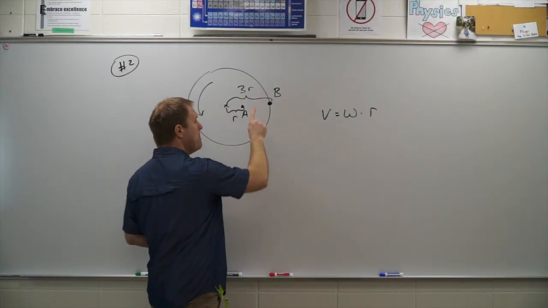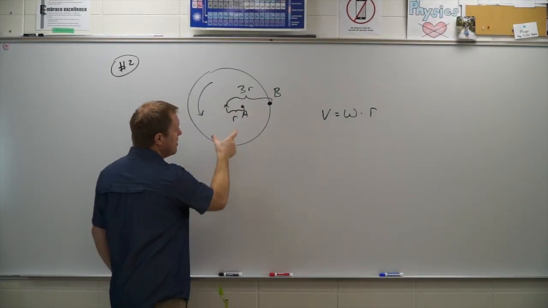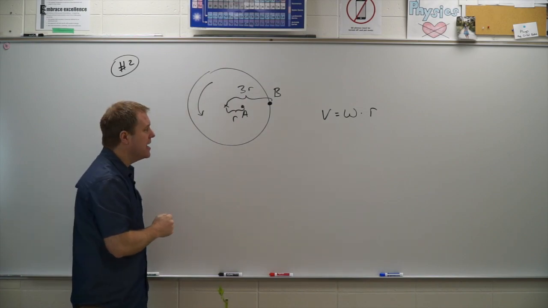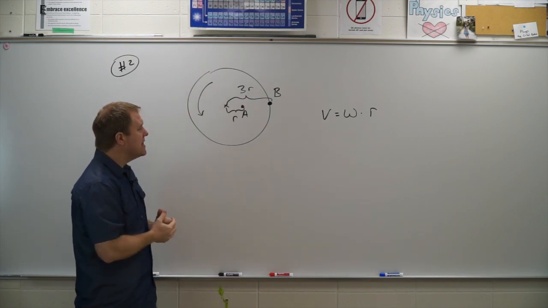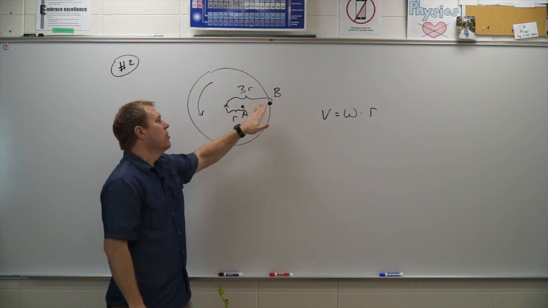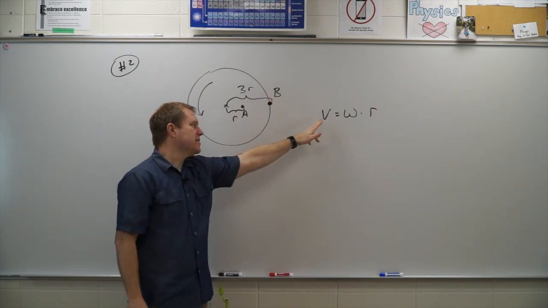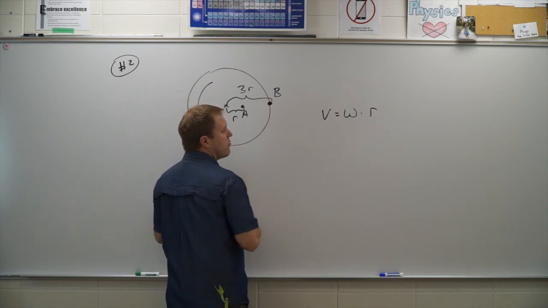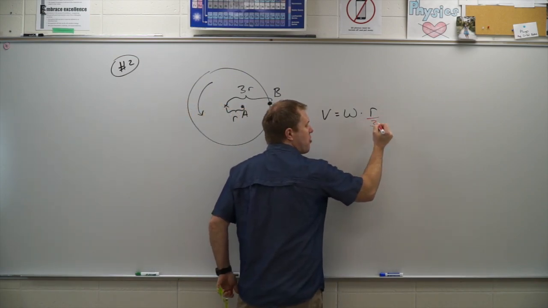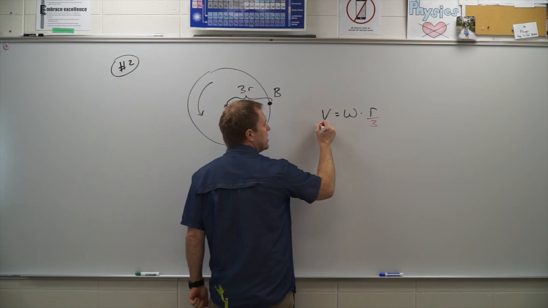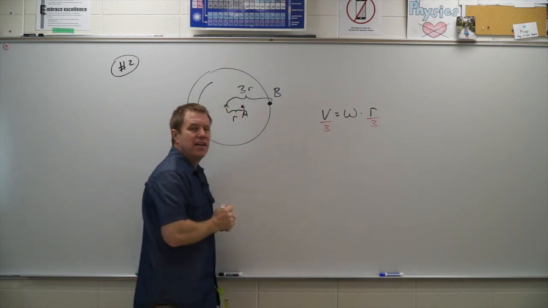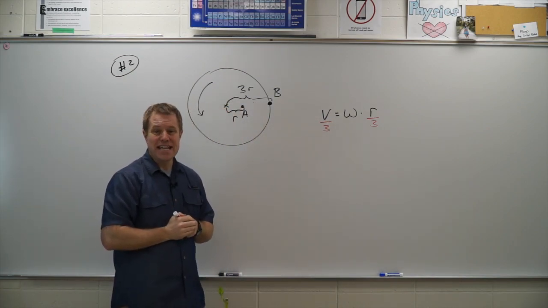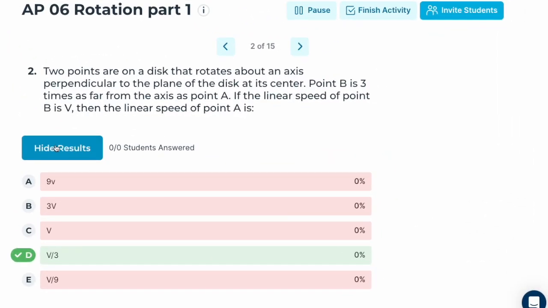All right, so we have point B way out on the outside edge, and we have point A a little closer in. We want to see what is the speed of A relative to B. If B has a speed v at a radius r, the radius at point A is a third that of B, so it's going to experience a third the speed. Correct answer, D.